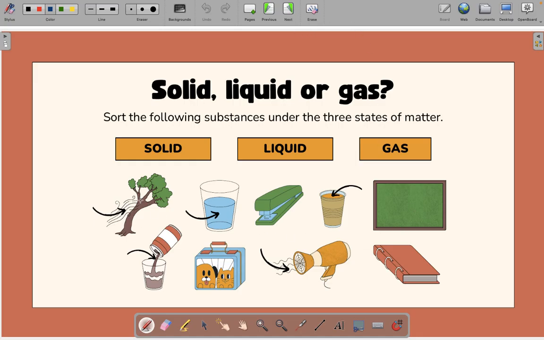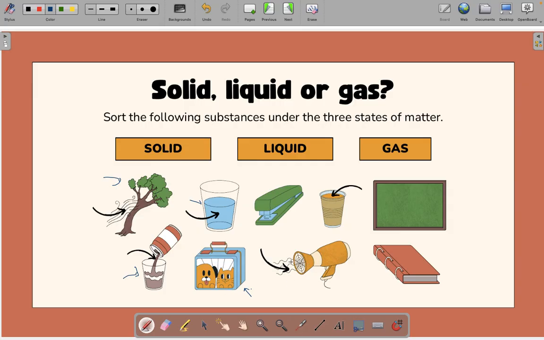Okay, can you tell me which of the following is a solid, liquid, or gas? For example, this tree, is it a solid, liquid, or a gas? It's solid. This drink coming out from this can, liquid. Water, liquid. This box, solid. What about this? This is a blower. Air is coming out of this blower. It's a gas.